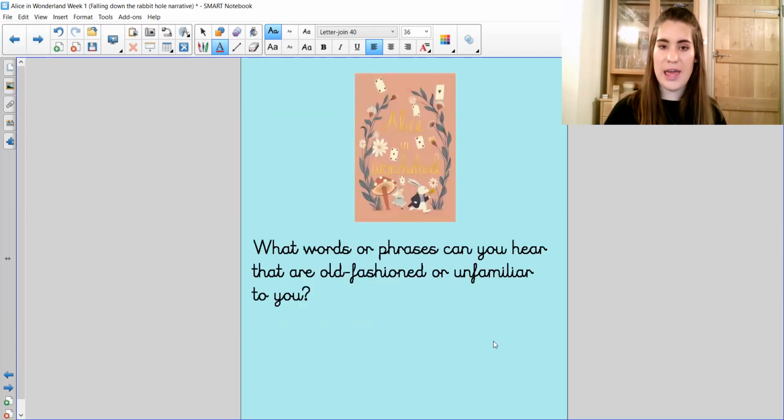and we're going to have a look at the first chapter of our text, Alice in Wonderland. Now if you have your book at home, you can do this independently. You can go and have a look at the first chapter of your book and pick out those words or phrases that are quite unfamiliar or quite old-fashioned to you. If you don't have your book at home, I'm going to read some bits of our first chapter so you can be listening along at home and noting down any bits that sound unfamiliar.